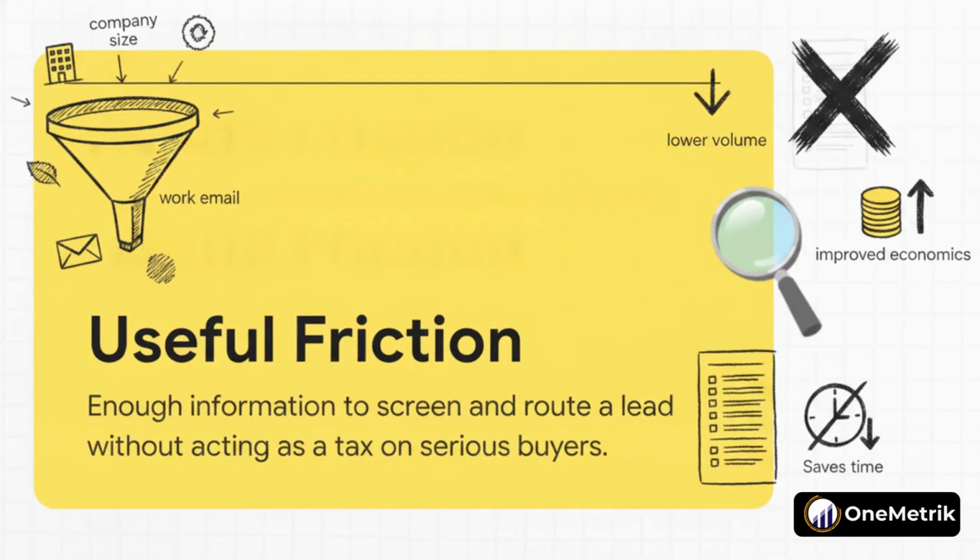And you know, that qualification extends right into the form itself through something we call useful friction. You don't want maximum friction that acts as a tax on serious buyers, but you do want enough information to properly screen and route a lead. Apply useful friction on your forms by asking for actionable fields, things like company size, industry, or work email.